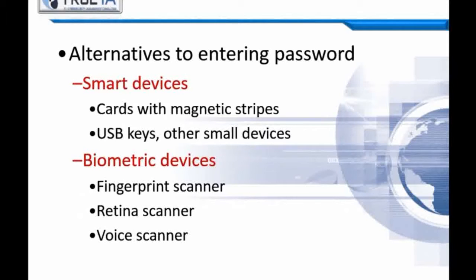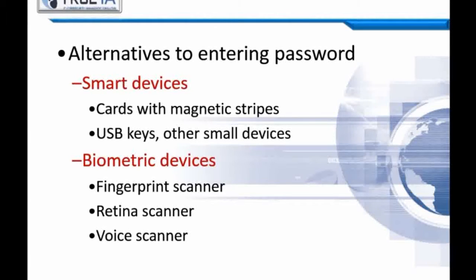Some common alternatives to passwords would be things like smart devices or biometric devices. These fall in the other two factor categories. Smart devices, or something that someone has, would be like cards with magnetic stripes or USB key fobs. Biometric devices would be something that a user is, like a fingerprint scanner or a retina scanner.